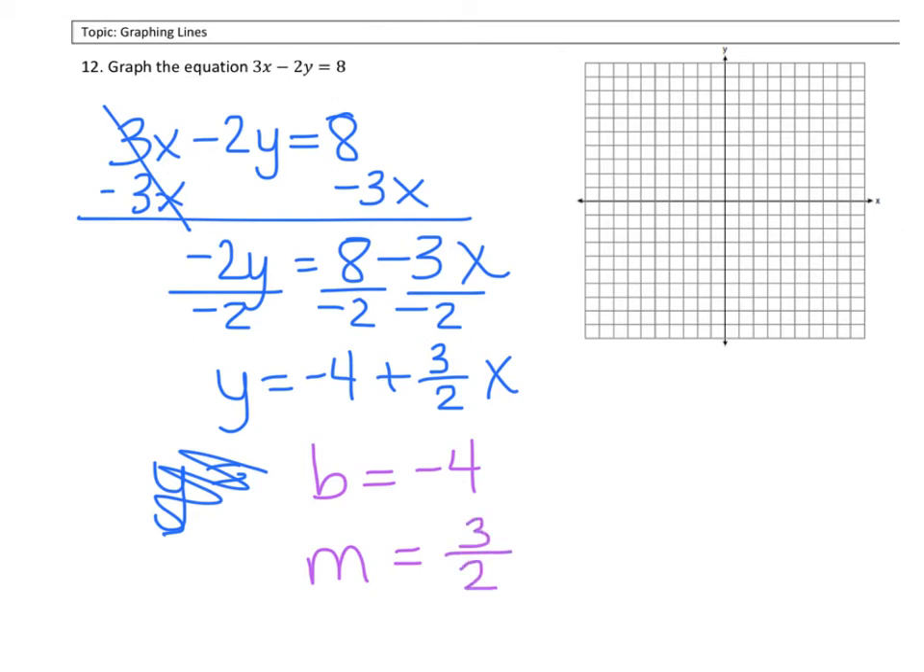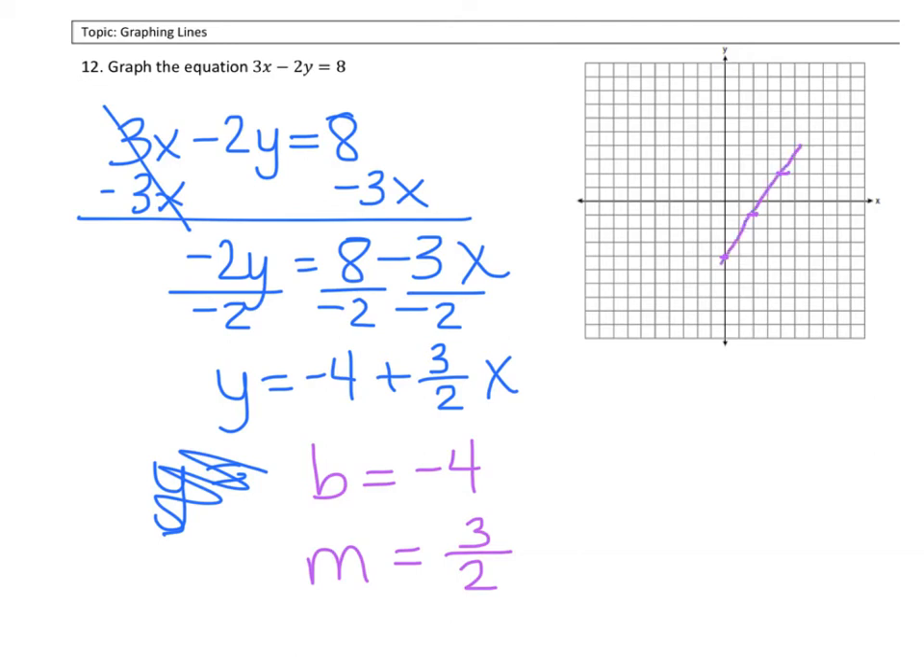To graph this line, I go to negative 4 on the y-axis. So down 1, 2, 3, 4. I plot my point. My slope is rise 3, run forward, or to the right 2. So rise 3, run to the right 2. Okay. Once you get a few points on there, you can go ahead and connect those points by drawing in your line.